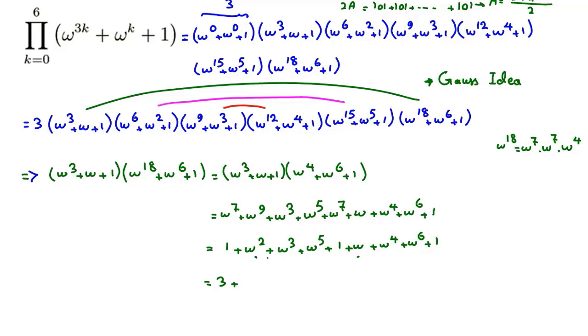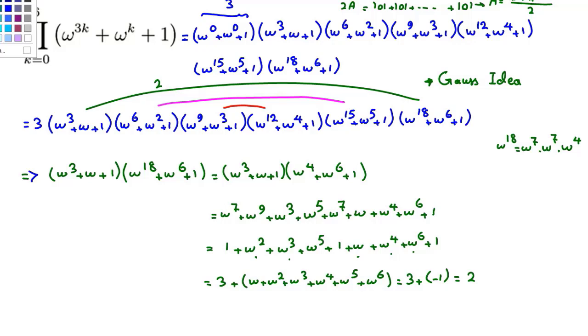Plus W, W2, W3, W4, W5, W6, you have all of them. W plus W squared plus W cubed plus W4 plus W5 plus W6 equal to 3 plus minus 1. 3 minus 1 is 2. So the product of green 1 is 2. Now similarly, let's calculate the next parts.